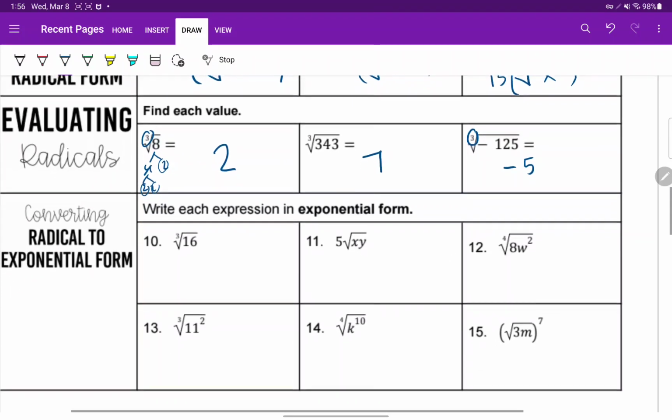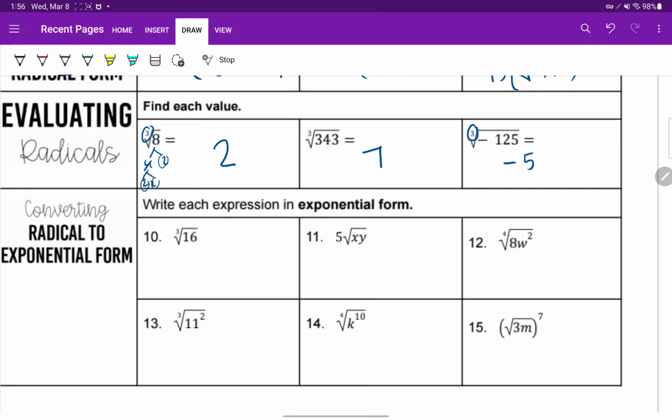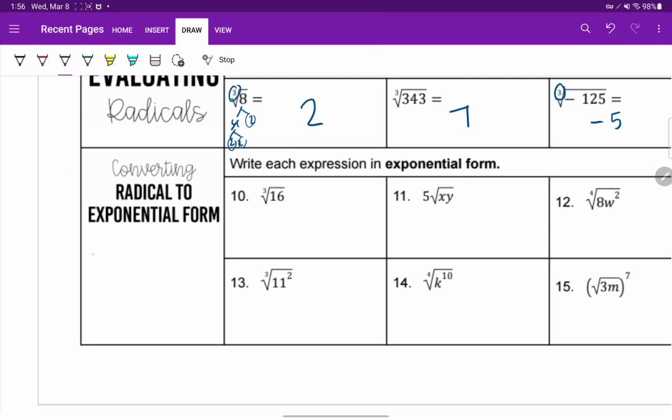All right, next it says converting radicals to exponential form. So write each expression in its exponential form. So again, we're looking at that form. So this one is the nth root of a raised to the m power, which gives us a raised to the power over the index.